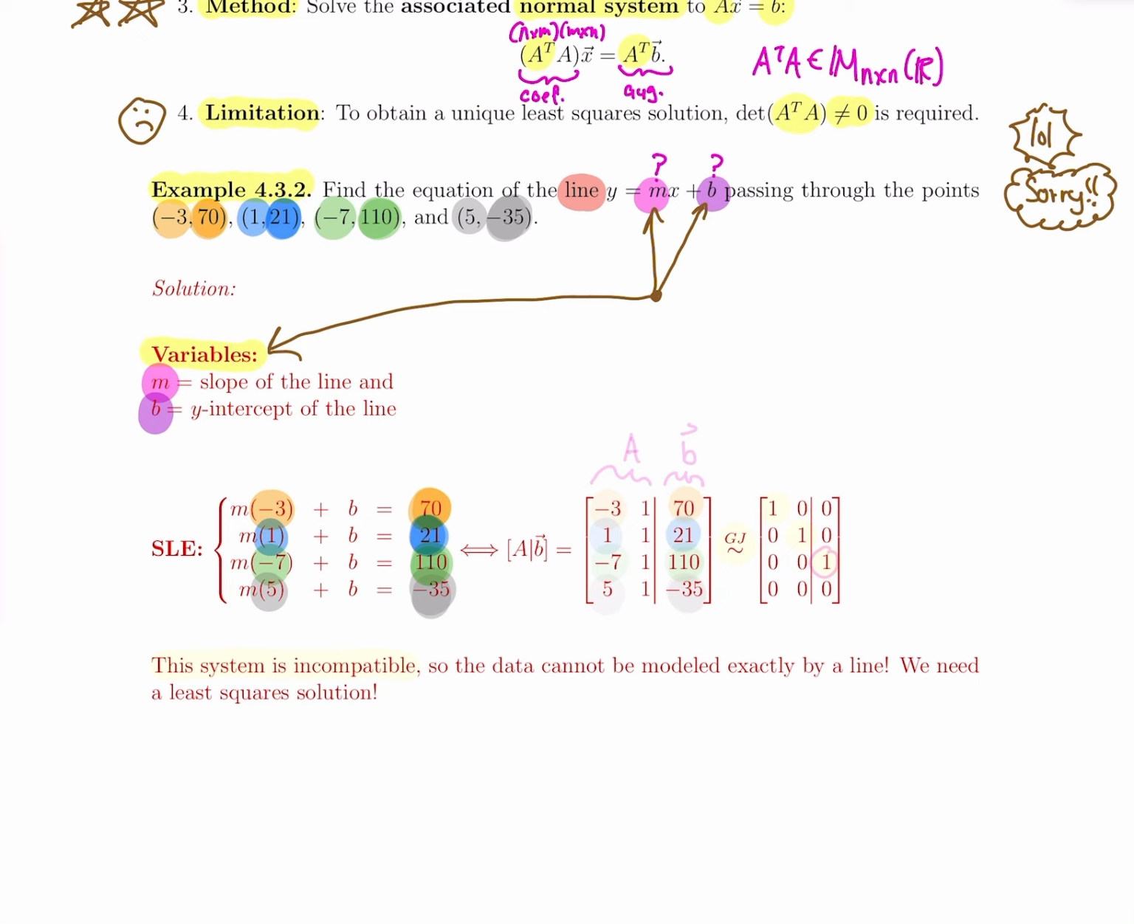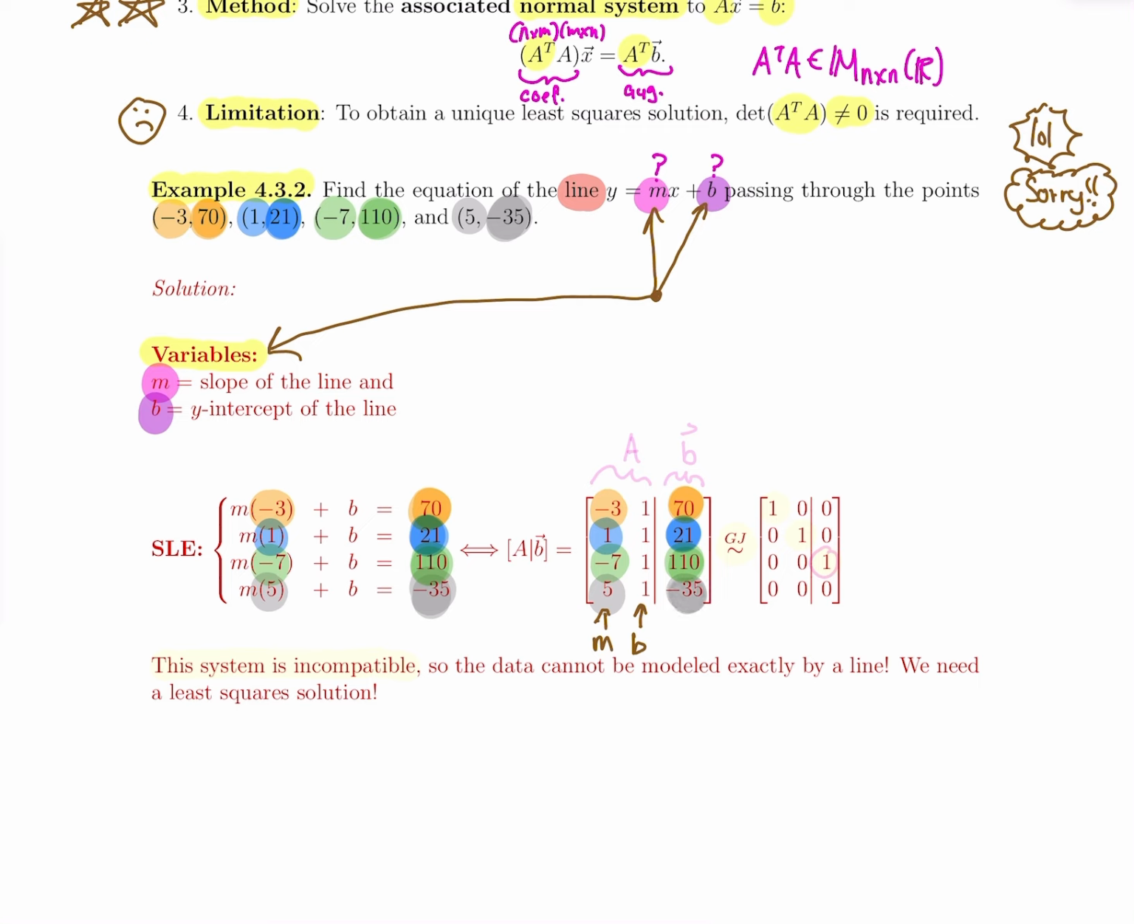When I look at the augmented matrix of this system, the coefficients in front of m are my first column: minus 3, 1, minus 7, and 5. And then all the b's, because it's plus b no matter what point you're using, the coefficients are always 1. So you're always going to get a 1 in the second column. The augmented part is given by the y coordinates of my 4 points.